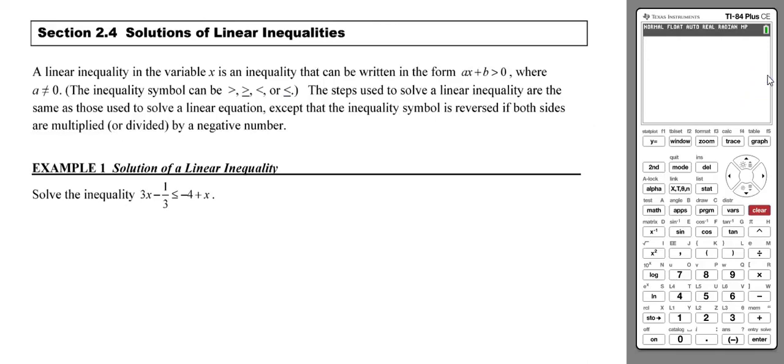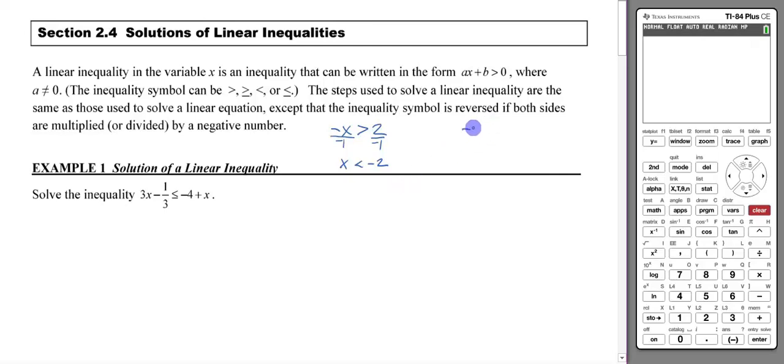The steps used to solve a linear inequality are the same as those used to solve a linear equation, except that the inequality symbol is reversed if both sides are multiplied or divided by a negative number. Let me speak about that first. If I had something like negative x is greater than 2, and I divide both sides by negative 1 in order to isolate my x, I must flip the inequality sign. The reason is that inequalities are directional statements.